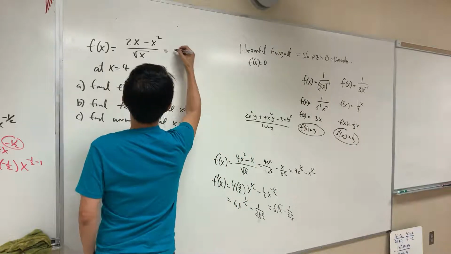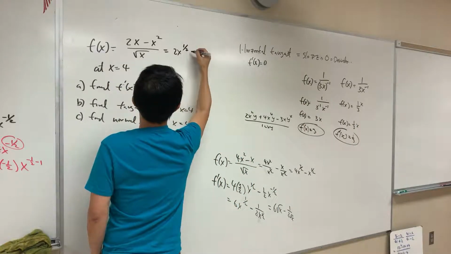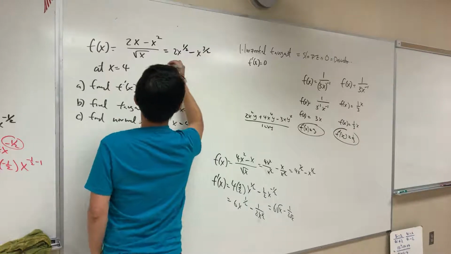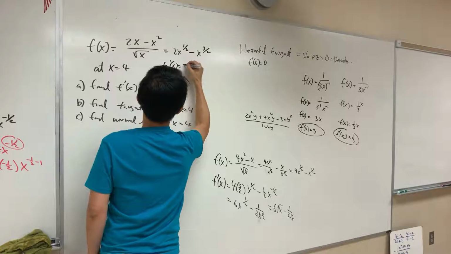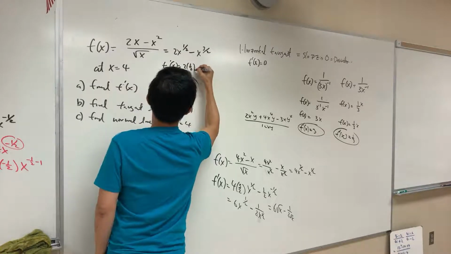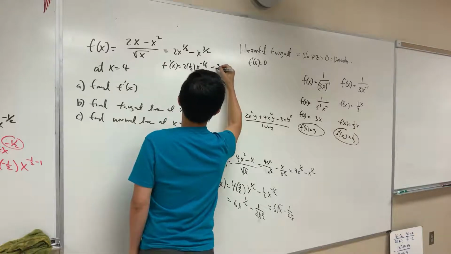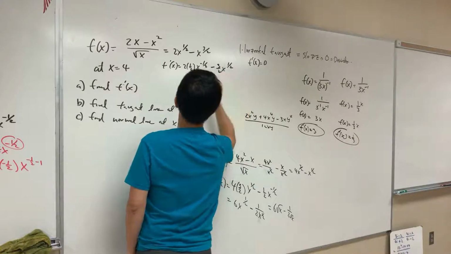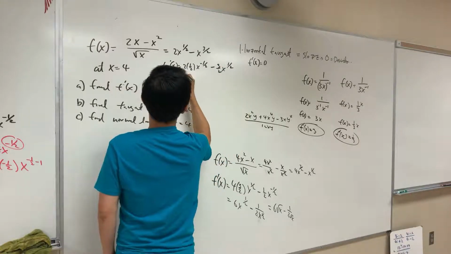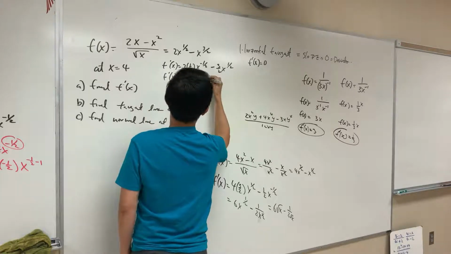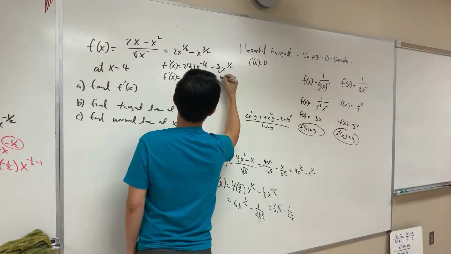So I'm going to rewrite as 2x to the 1/2. Can I do that? Minus x to the 3/2. If I take a derivative, what am I going to get? 2 times 1/2 x to the negative 1/2 minus what? 3 over 2 x to the 1/2, right? So f prime of x is equal to x to the negative 1/2 minus 3 over 2 x to the 1/2.